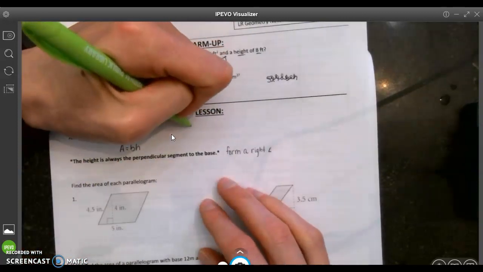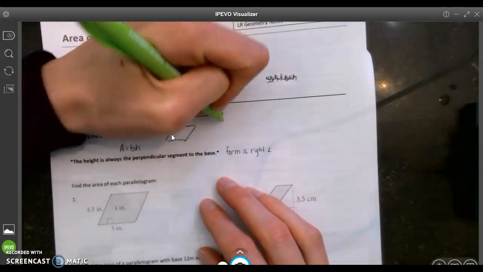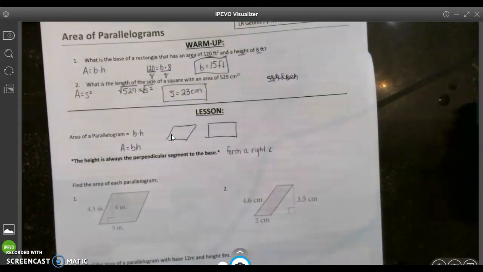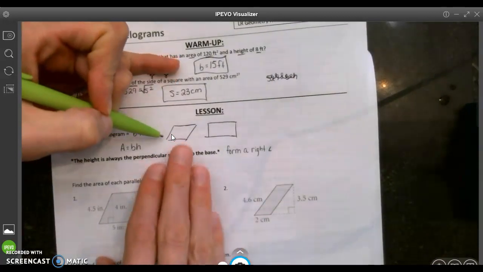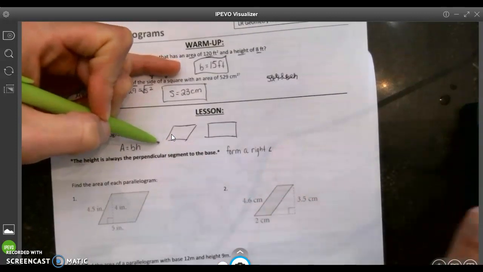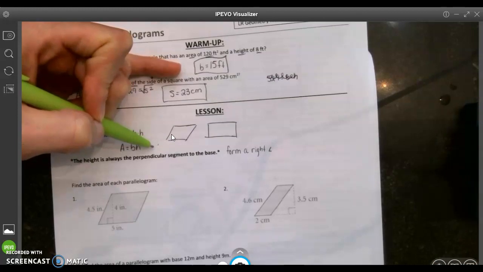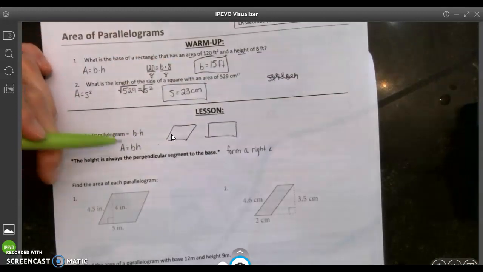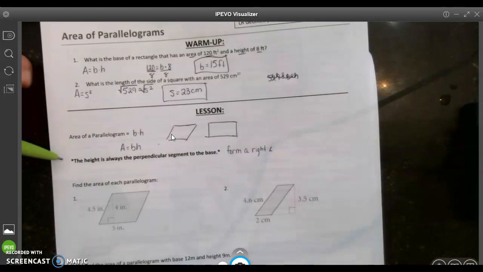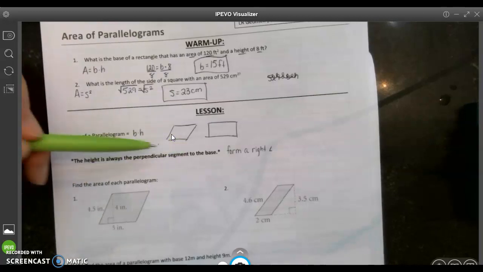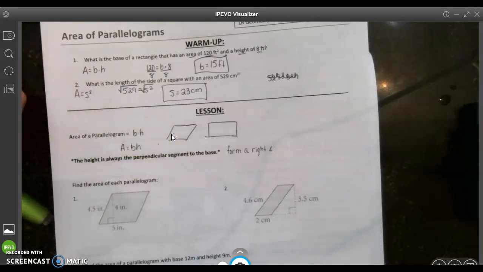Because if we think of a parallelogram and we think of a rectangle, they're very similar. We know they're both parallelograms. And the parallelogram is really just a rectangle that's been kind of pushed on its side. It's more in that oblique position than in that perpendicular position. So when we use the base and the height, what's important to know for our next 2 lessons is that the height is always the perpendicular segment to the base. So we need to look for a right angle when we find a base and a height.